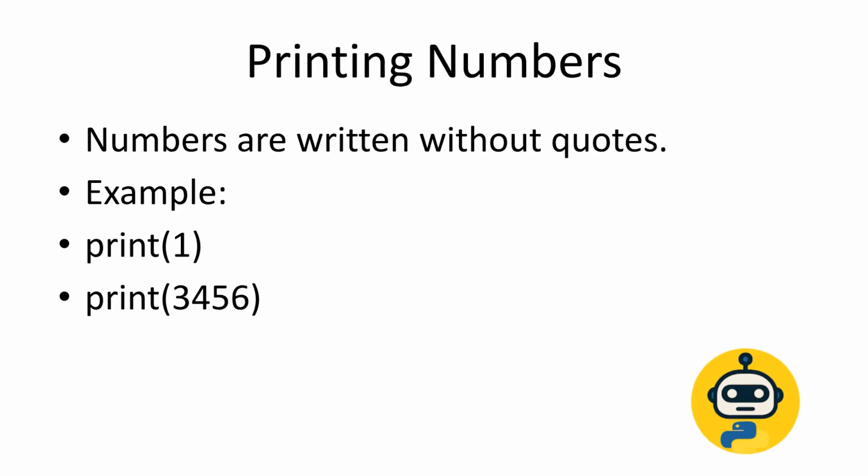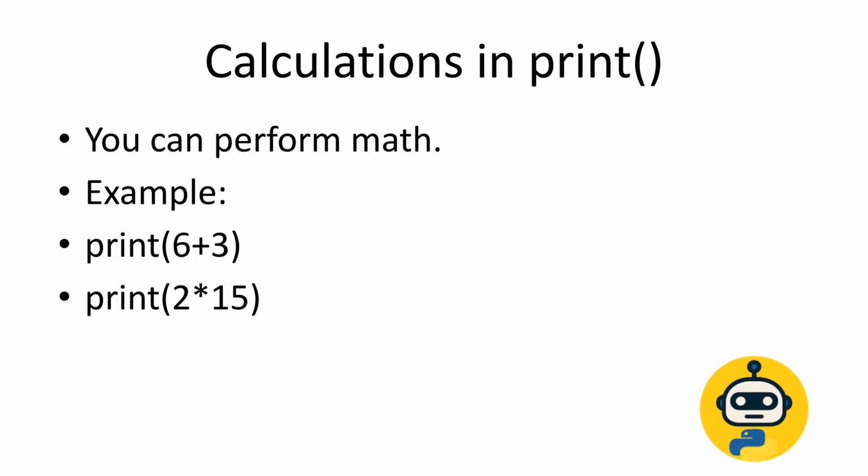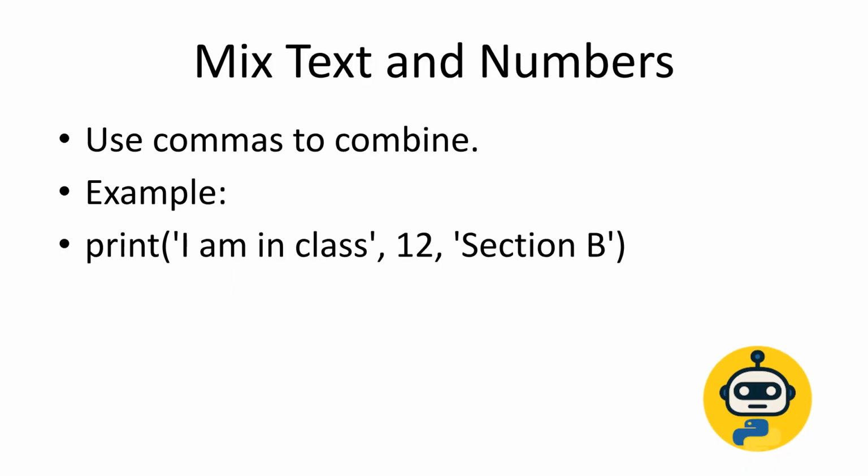Unlike text, numbers are printed without any quotes around them. The examples here show how to print simple integers. You can also perform mathematical calculations directly inside the print function. Python will calculate the result and then print it. To mix text and numbers in a single print statement, separate the different elements with commas. The output will combine the elements, inserting a space between them.